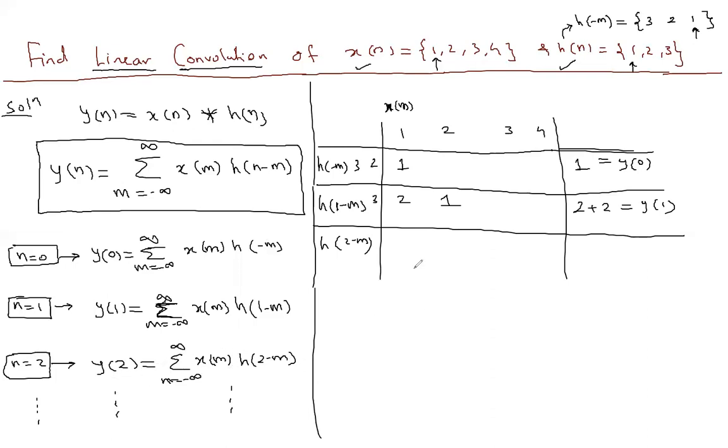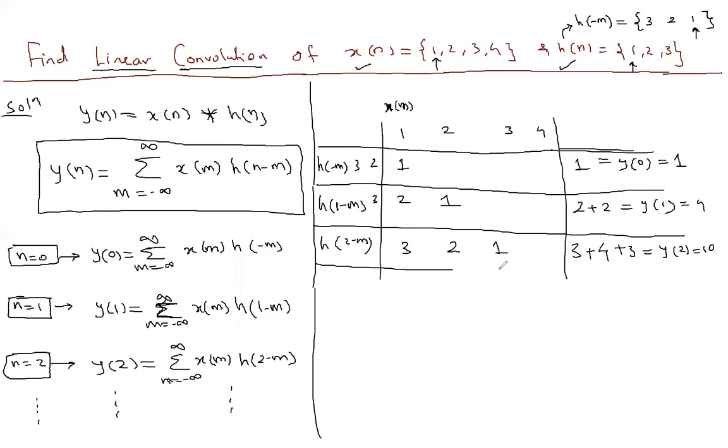Okay, so h of 2 minus m is just a shift of this. So it is 3, 2, 1. And then multiply x of m with h of 2 minus m. So x of m times h of 2 minus m is just 3. 2 times 2 is 4. 1 times 3 is 3. And that value is 10, and that's y of 2. So y of 2 is 10. y of 1 was 4. y of 0 is just 1.